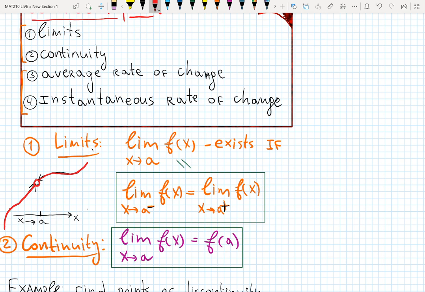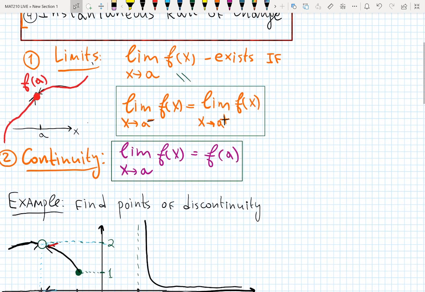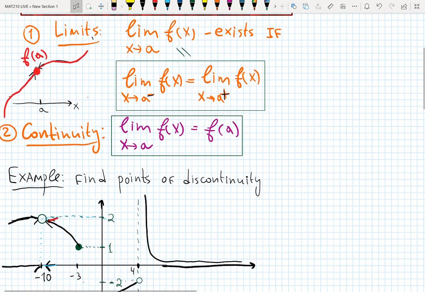In this case, I'm drawing a hole, and to make sure that this function is continuous at a, I would like to fill in the hole. To fill in the hole, I want not only for the limit to exist, but also to match f of a, which is the value of the function at a. And that's how the definition of continuity shows up. Now we need to make sure that not only the limit exists, but it also matches the value of the function at the point.